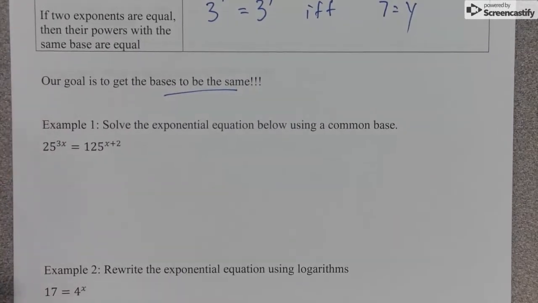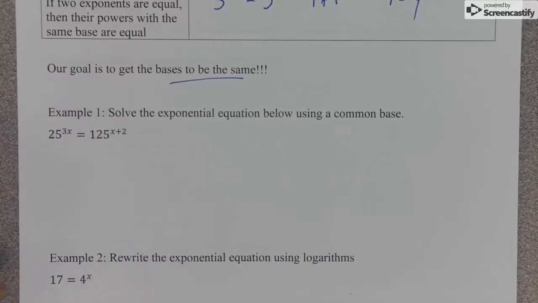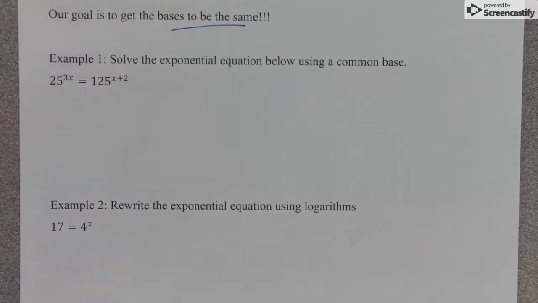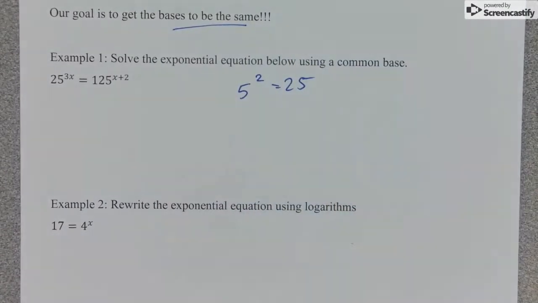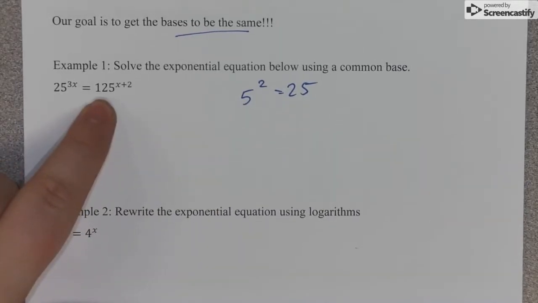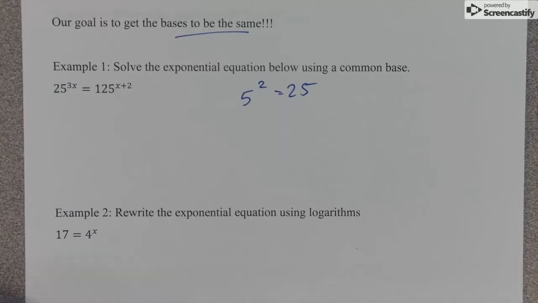Let's look at example 1. Solve the exponential equation below using a common base. Example 1 here: 25 to the 3x equals 125 to the x plus 2. So I like to think, how could I break up 25? I can only use 5 to break it up, right? 5 squared is 25. How could I do the same thing with 125? I want the base to be the same, so I would try to use 5.